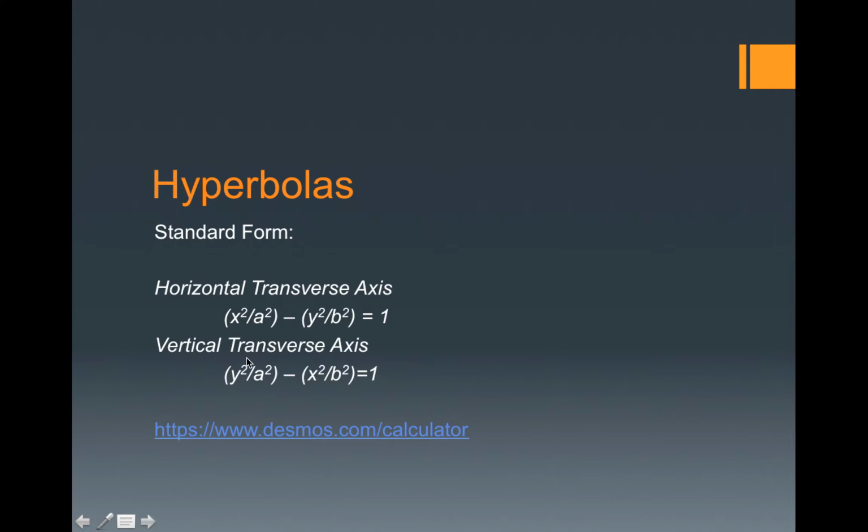Okay, and we move on to the last example in this PowerPoint. So what is the definition of a hyperbola? Well, if I can look at my notes. A hyperbola is the set of points in the plane, the difference of whose distances from two fixed points called foci is constant.